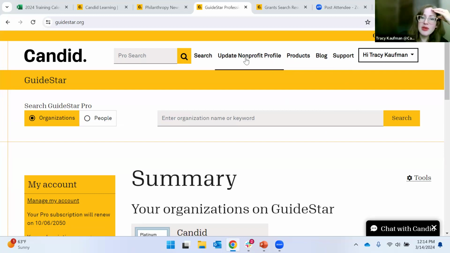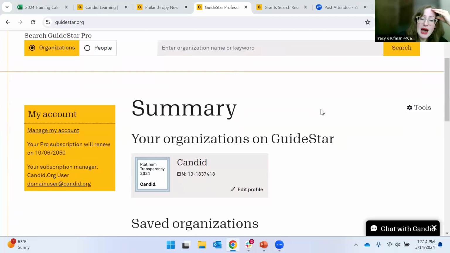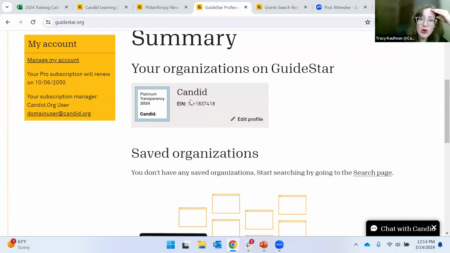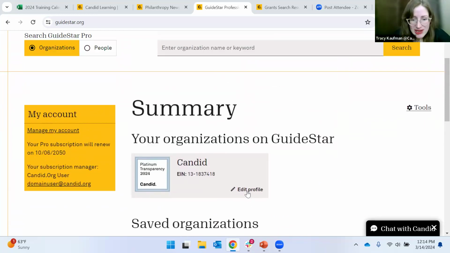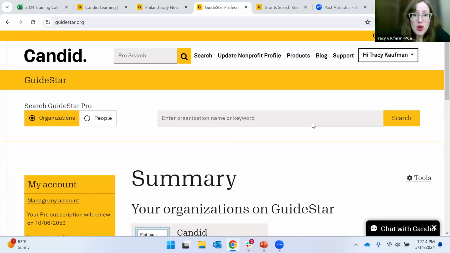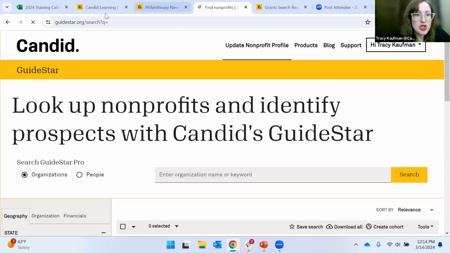But you see this area up here where it says update nonprofit profile. I'm logged in as myself. I work for Candid. Therefore, my organization on GuideStar is listed as Candid, and we keep our profile up to date because we're Candid. And so you can just click in there and edit your profile whenever you want. But when people are looking up organizations on GuideStar, what does it look like? A lot of times I like to start by just not putting in anything and hitting the search button and narrowing things down.